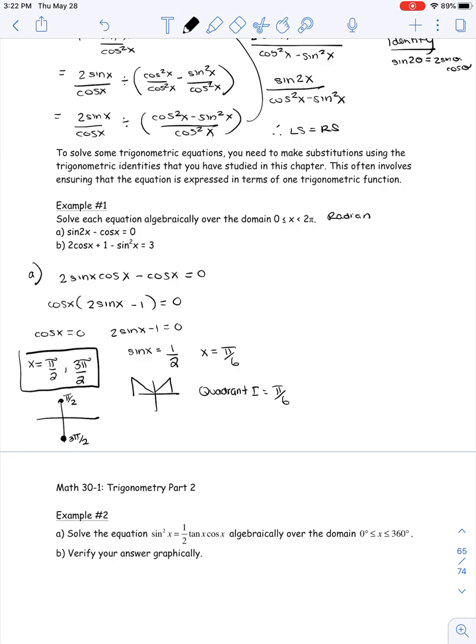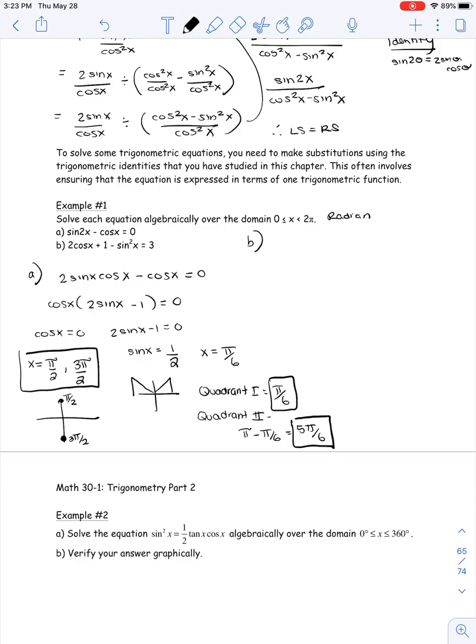And in quadrant 2, we would have to go pi, which is 180, minus the reference angle, pi over 6. So that's 6 pi over 6 minus pi over 6, which is 5 pi over 6 as our solution. These are our two answers for where sine is equal to 1/2. Those are all the solutions. We had 4 solutions for example A.